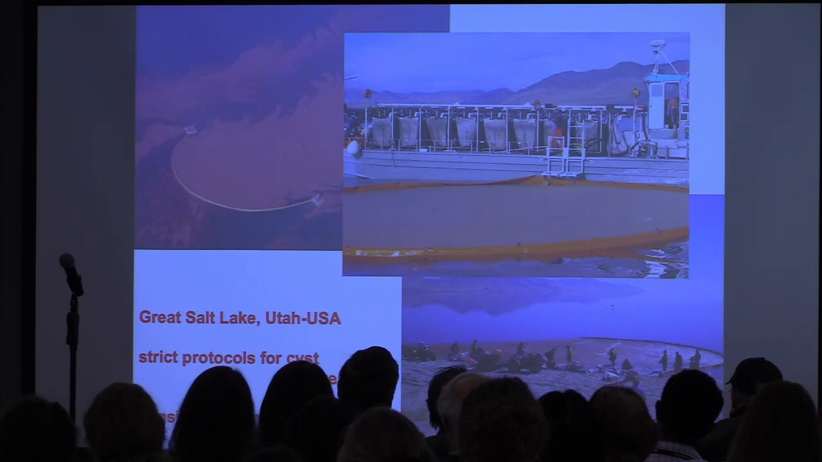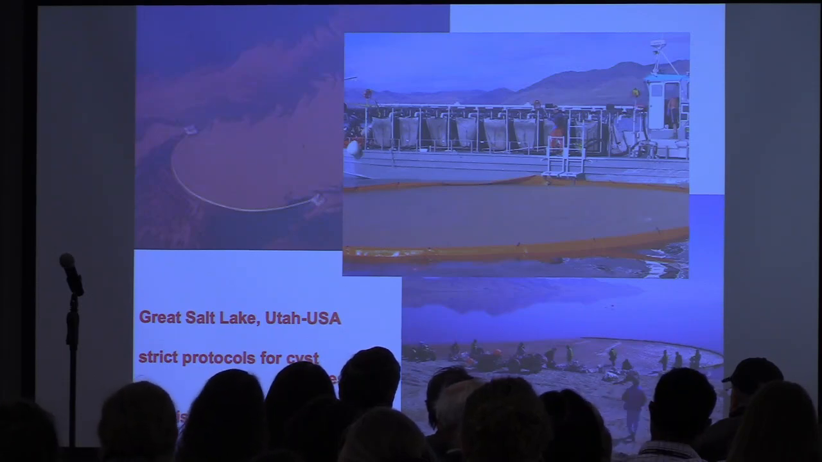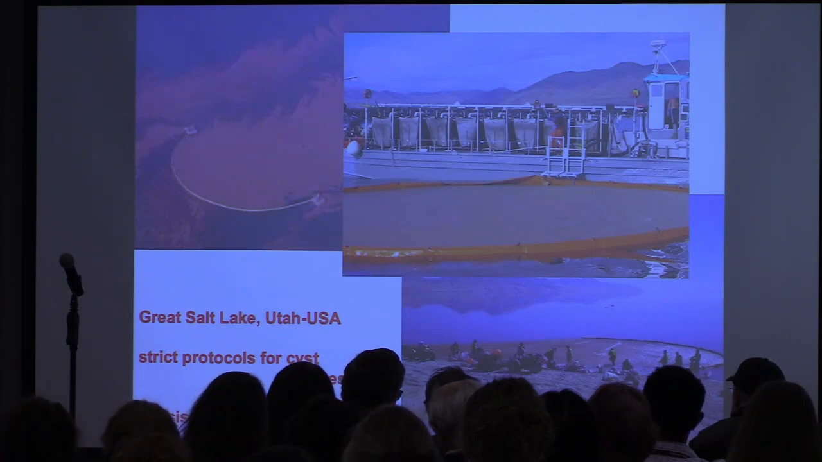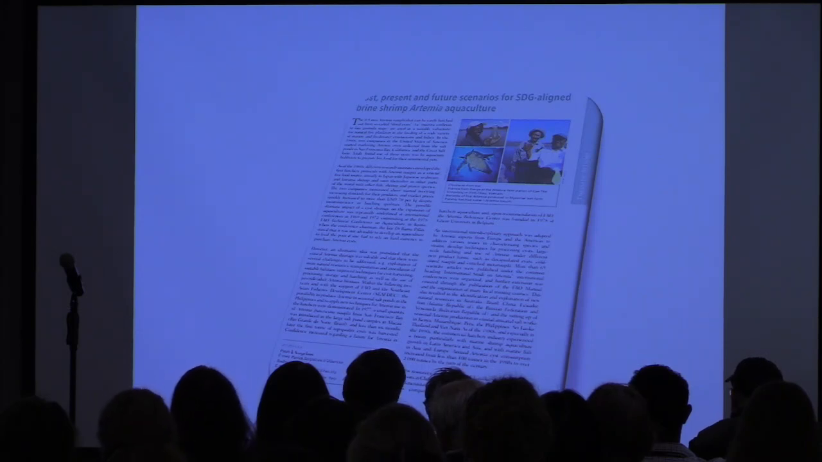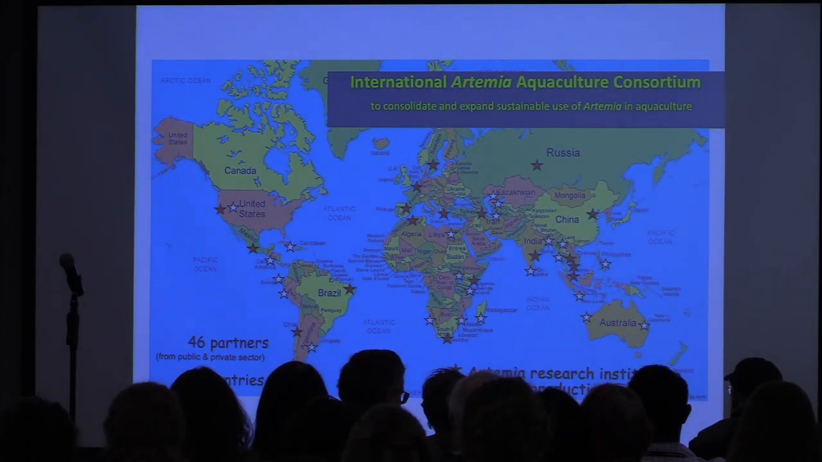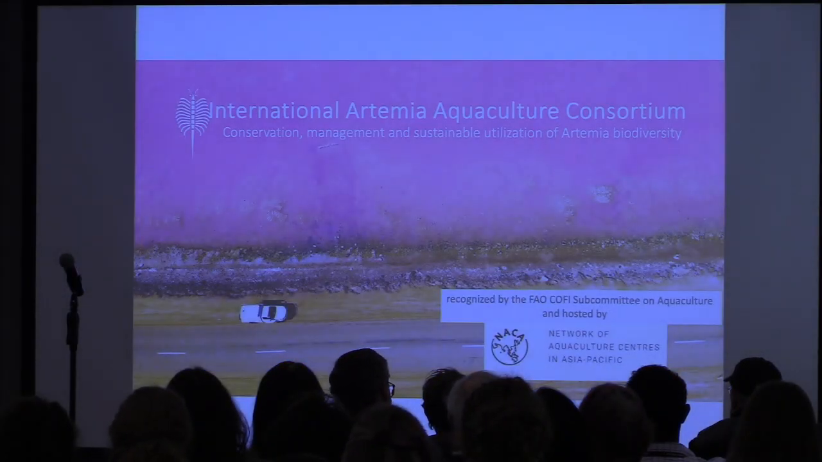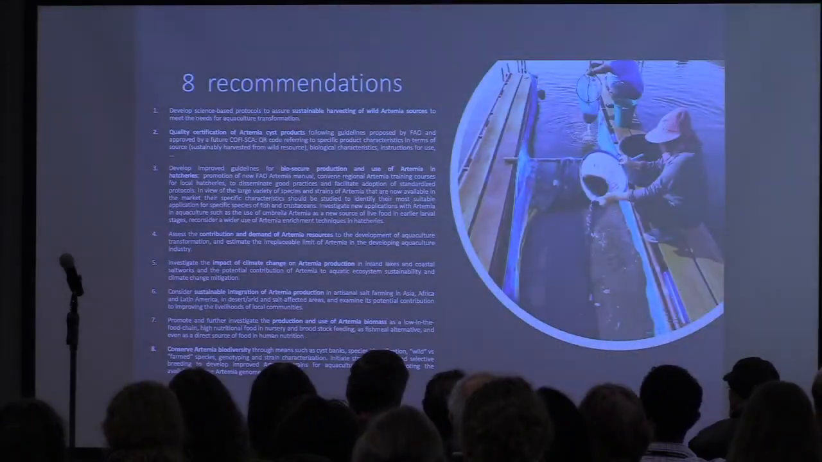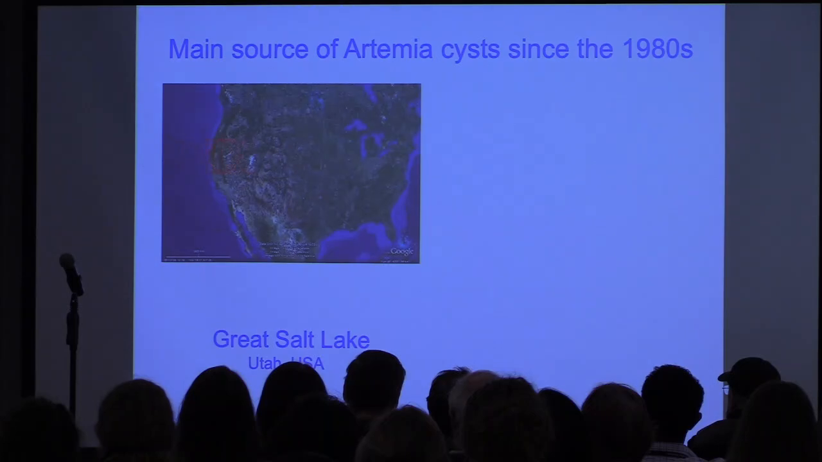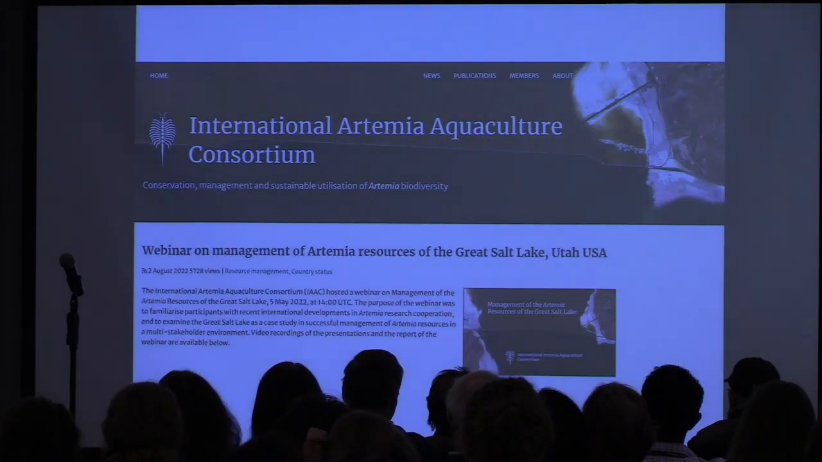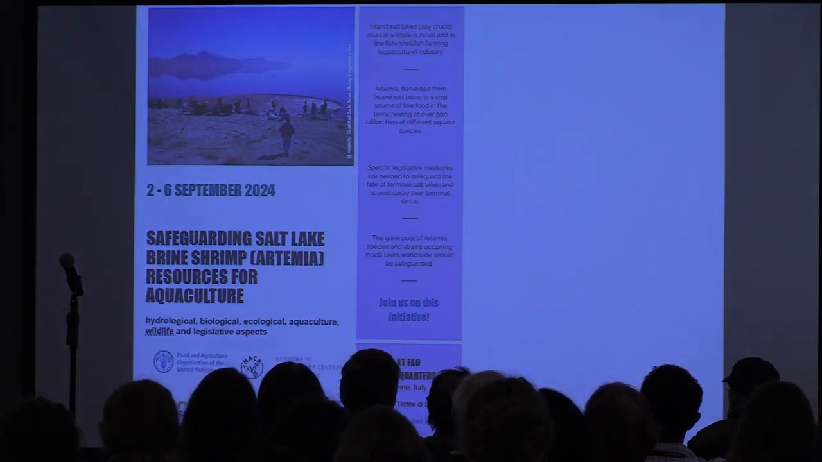For a number of years, in fact for a number of decades, you have strict protocols for cyst harvesting and are very consistent, as we have heard in the previous presentations. So FAO in 2021 came up with a reflection on sustainability issues related to Artemia. An international aquaculture consortium was set up, guided by FAO, coming up with a number of recommendations. First recommendation, particularly on sustainability issues. The consortium has played a role there.